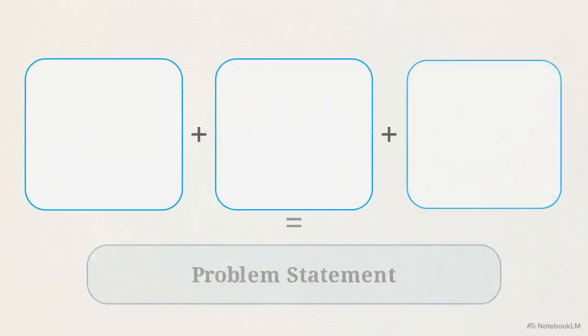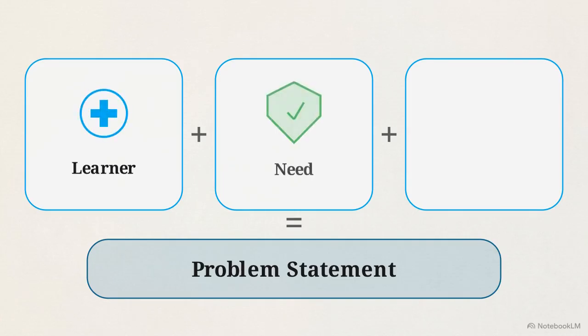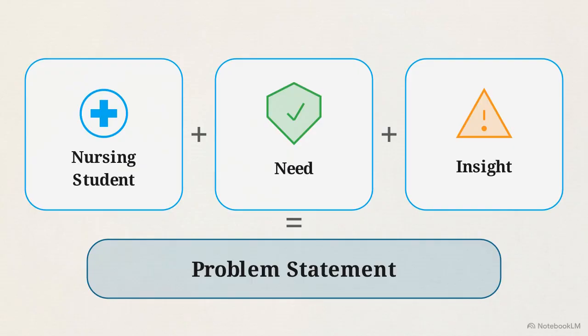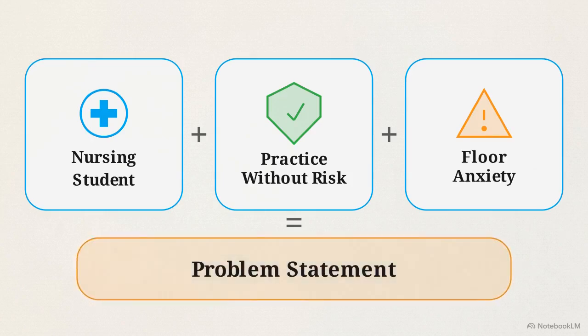This equation displays the formula for a problem statement. It requires 3 variables: a specific learner, a need, and an insight. For example, a nursing student needs to practice without risk because they experience intense floor anxiety with live patients.